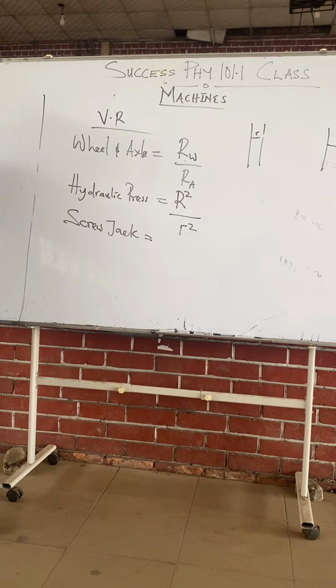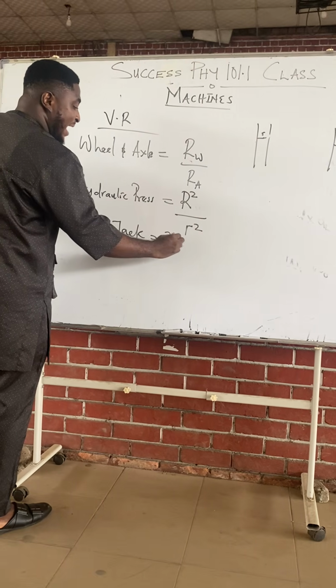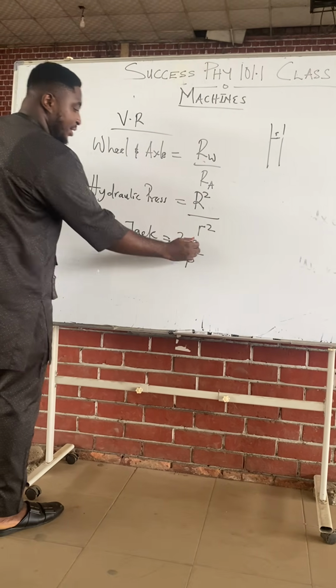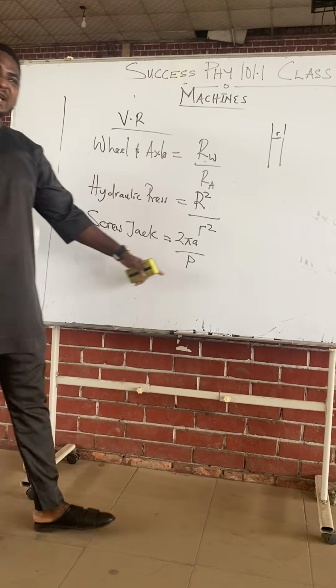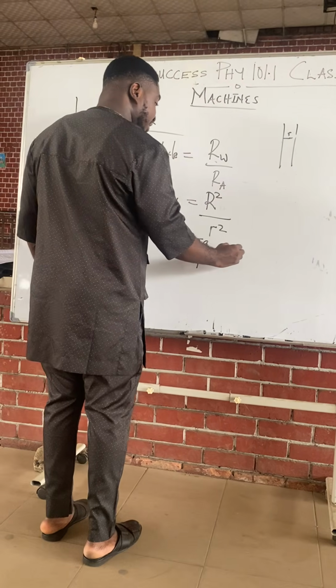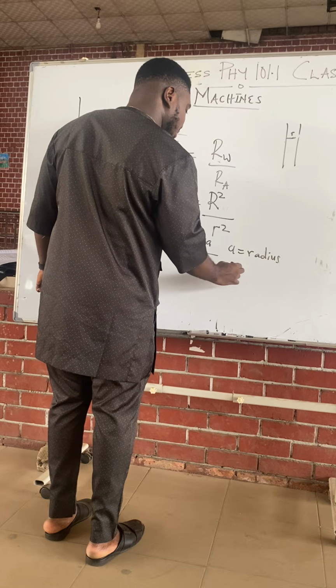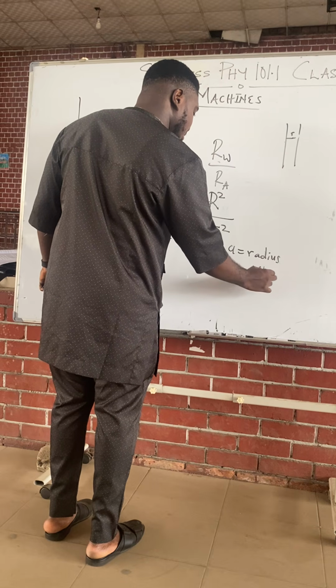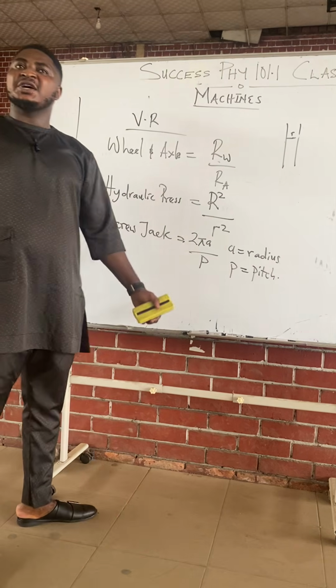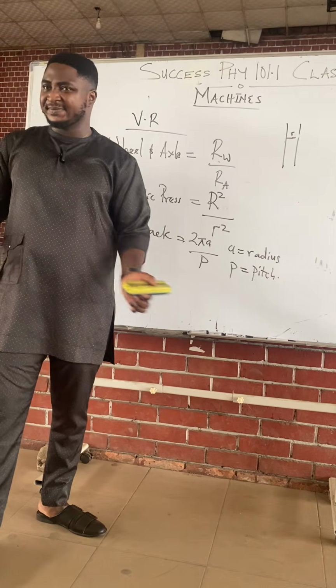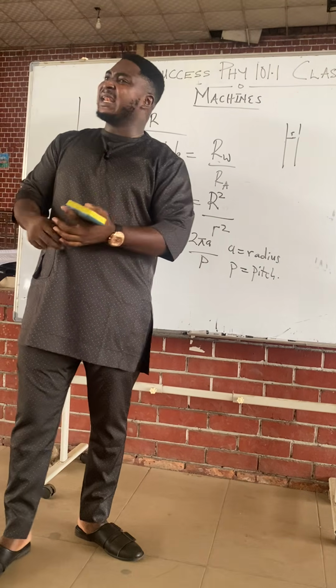We have the screw jack. And the velocity ratio, class, is 2 pi A all over P, where A stands for the radius and P stands for the pitch. A is the radius, P is the pitch. Sometimes they call A the radius or the length of the tommy bar.